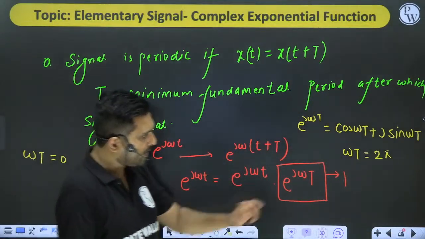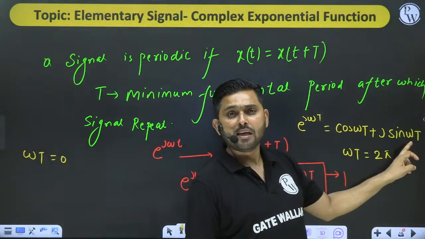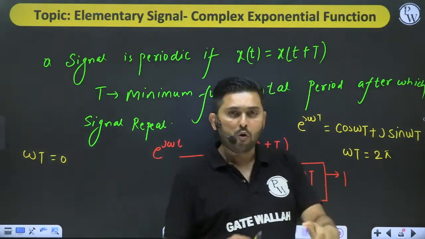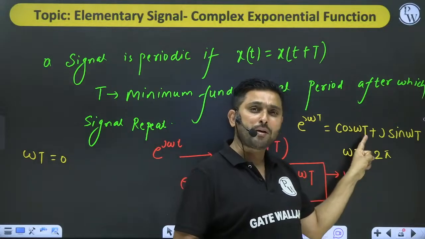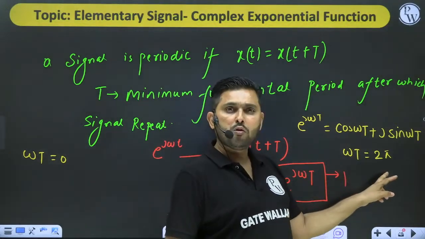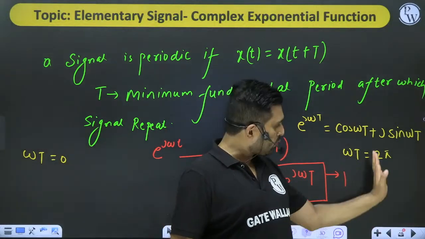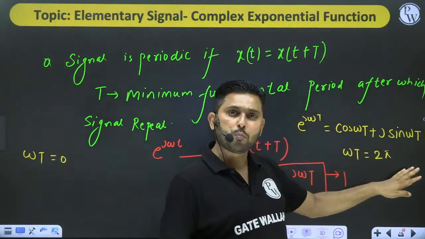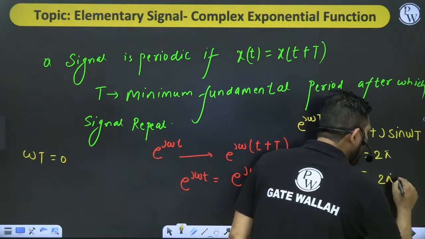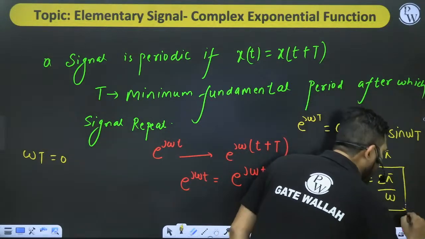If you put here 2 pi, then cos 2 pi becomes a 1 and sin n pi is equal to 0. So this becomes a 0 and hence this becomes a 1. Though it becomes a 1 after 4 pi also, but it should be minimum. So it is not equal to 4 pi, not 6 pi, not 8 pi. So this should be equal to 2 pi. So this gives me a T equal to 2 pi by omega. And that is one of the most important expressions I have.